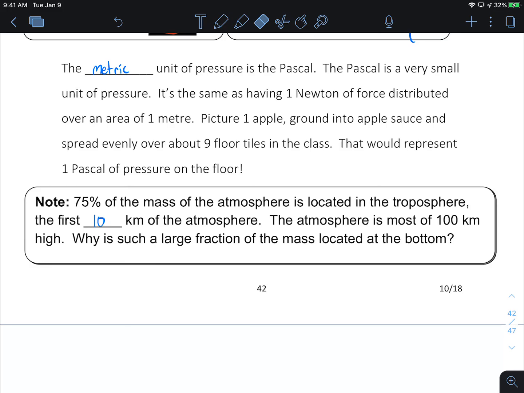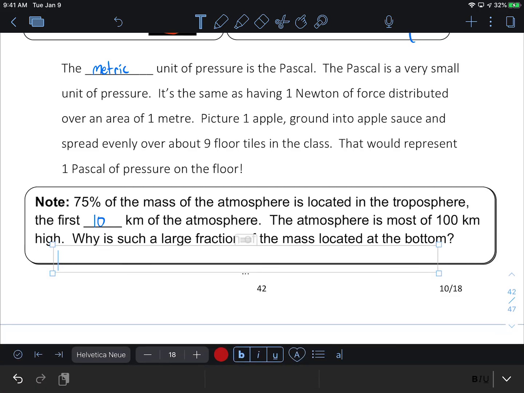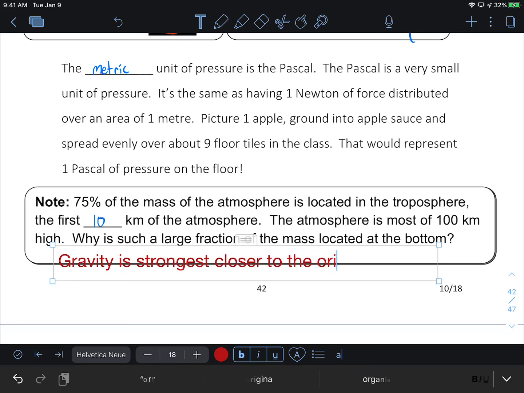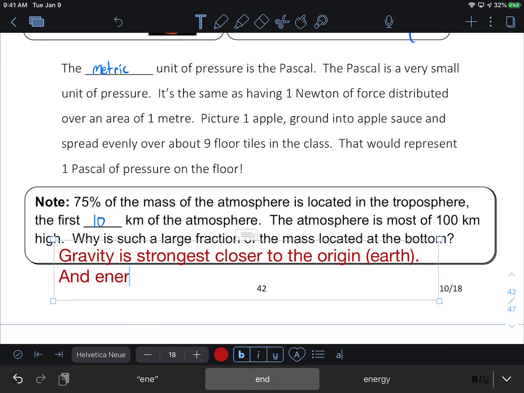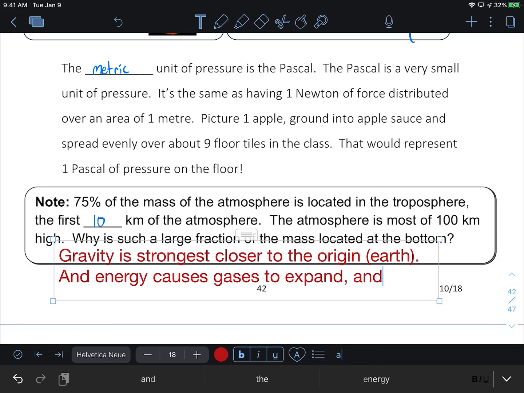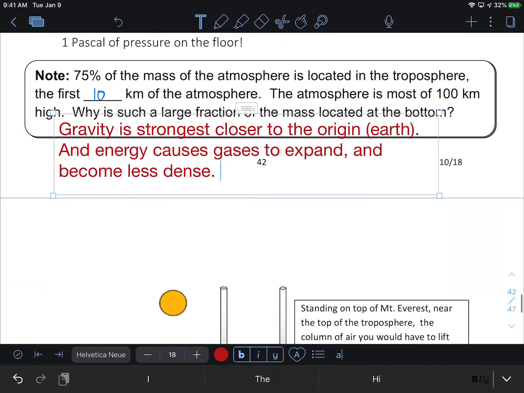Well, this is an effect of gravity. Gravity is stronger as you get closer to the source of it. So maybe we will write that. One effect is that gravity is strongest closer to the origin, so the Earth. And we also have an effect of energy, and energy causes gases to expand and become less dense. So as you heat up the air, it expands, becomes less dense, and floats upwards.